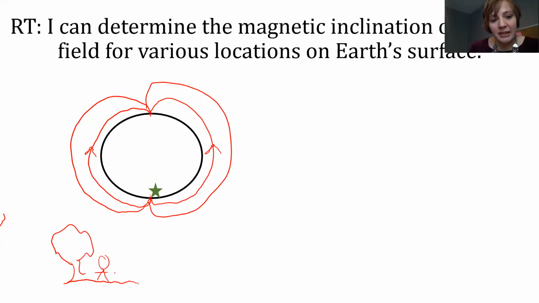And to that person standing at the South Pole, it would appear that magnetic inclination is pointed in the up direction, right? So vertically up. If you were to move around the Earth, maybe get closer to the equator, then you are going to have something that's much closer to horizontal, right? So vertical at the poles and horizontal at the equator.